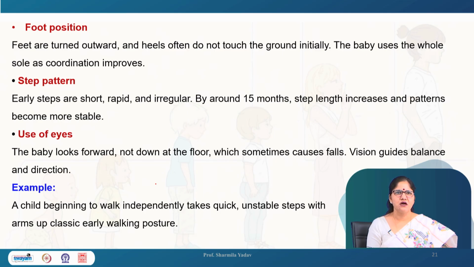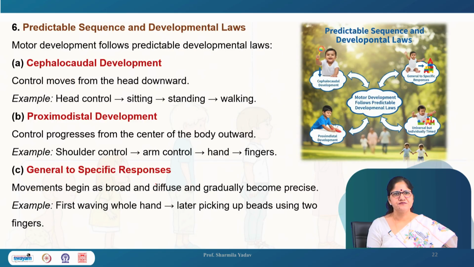Step pattern. Early steps are short, rapid and irregular. By around 15 months, step length increases and patterns become more stable. Use of eyes. The baby looks forward, not down at the floor, which sometimes causes falls. Vision guides balance and direction. For example, a child beginning to walk independently takes quick, unstable steps with arms up, classic early walking posture.